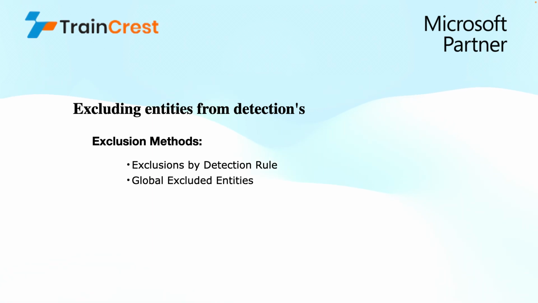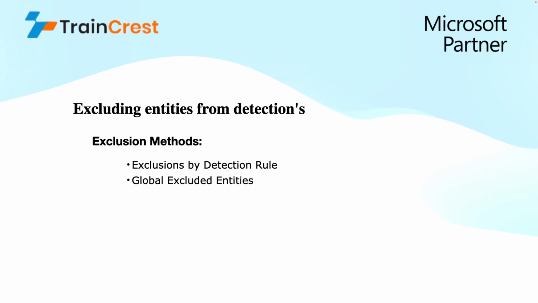Then for global excluded entities, we access the MDI console once again, and from the settings of Defender for Identity in the portal, we select identities, and then we have the global excluded entities that we can configure. If I talk about the pros and cons of both of them, or the comparison between these two, this is about granular control versus efficiency. Exclusions by detection rule offer more granular control. Per rule, you can configure the exclusions and define which entities are excluded for specific activities.